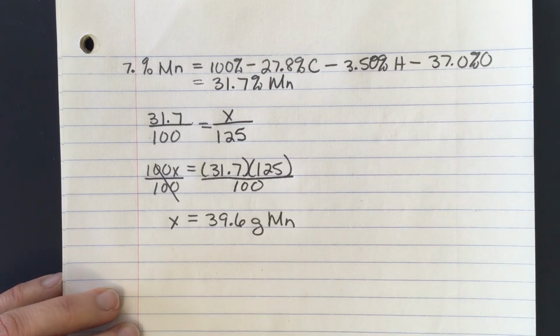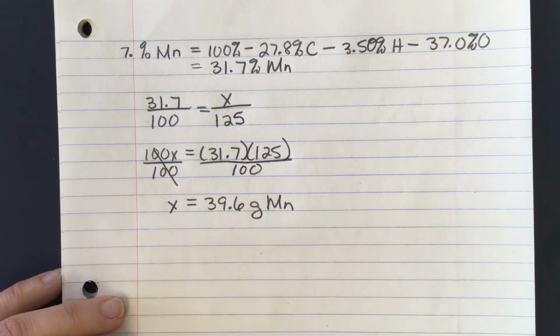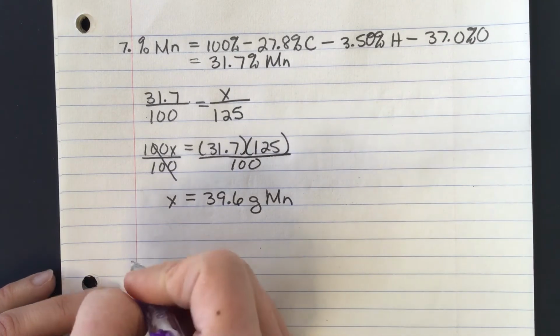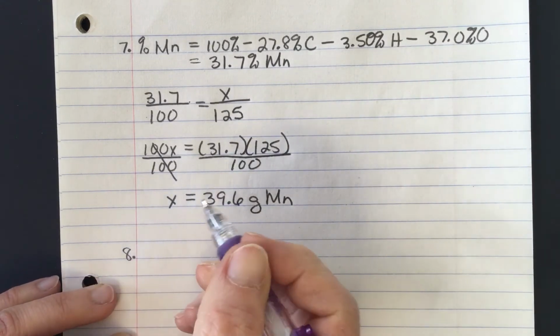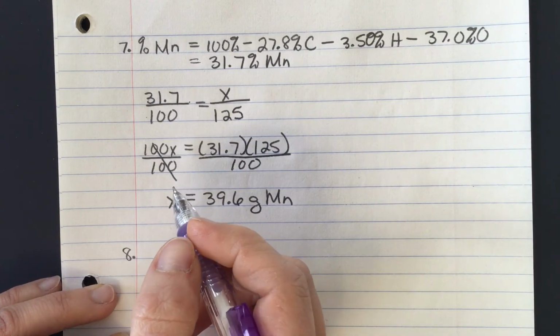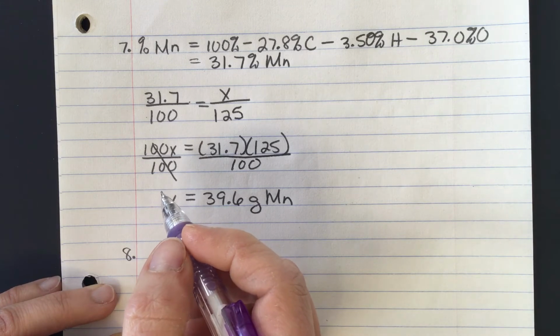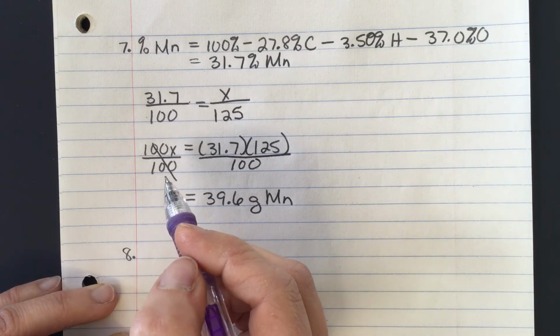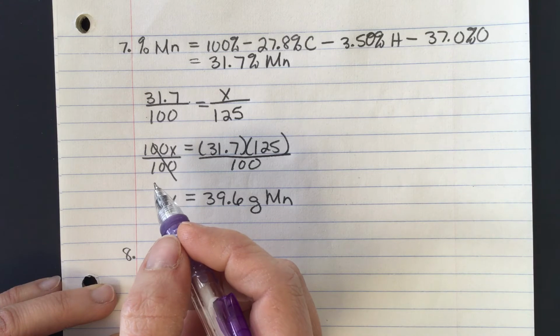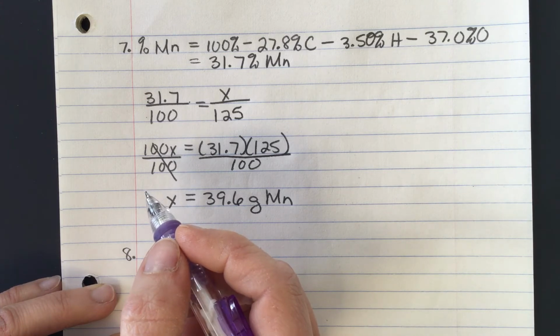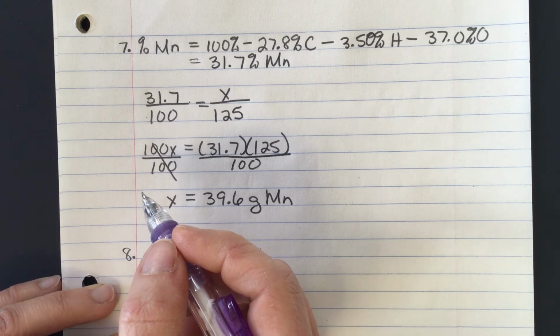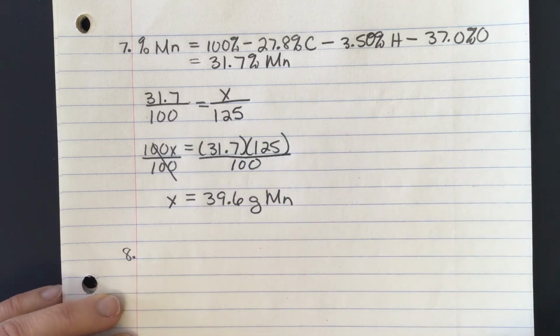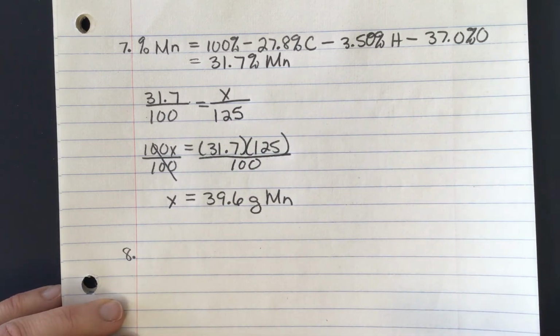Okay. Going on to problem 8. Many aspirin substitutes in the United States contain acetaminophen as the active ingredient. Acetaminophen is 63.56% carbon, 6% hydrogen, 9.27% nitrogen, and 21.17% oxygen. What is the empirical formula for acetaminophen?